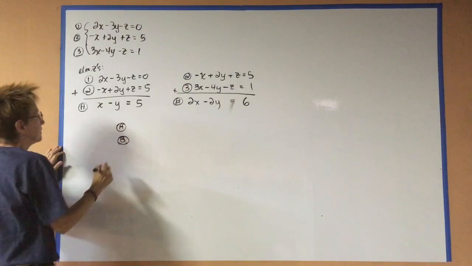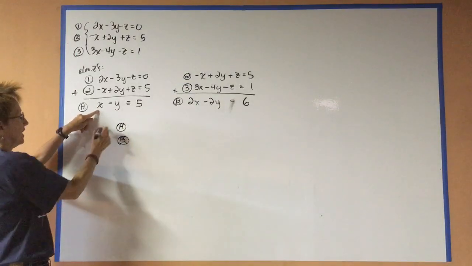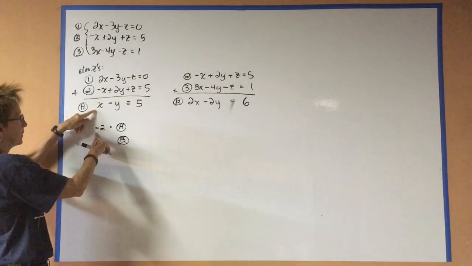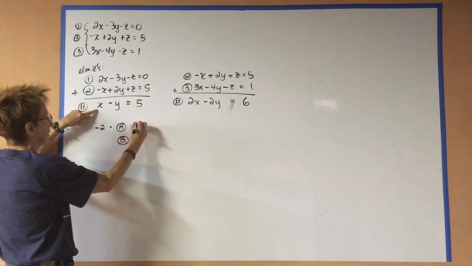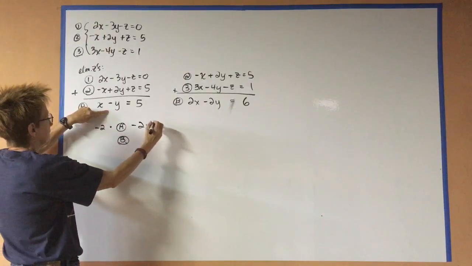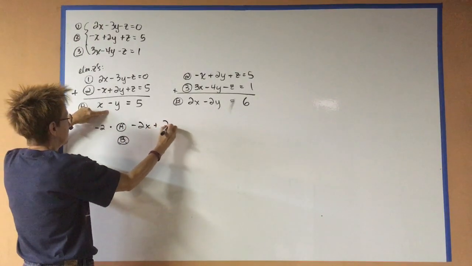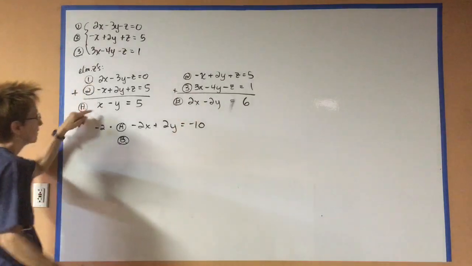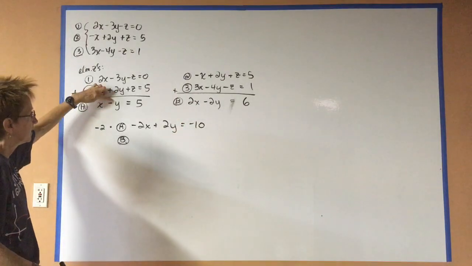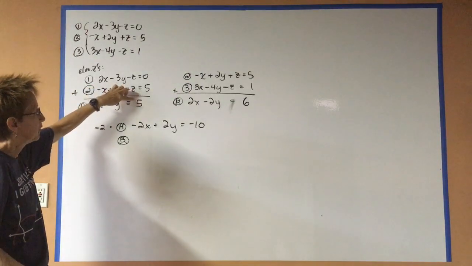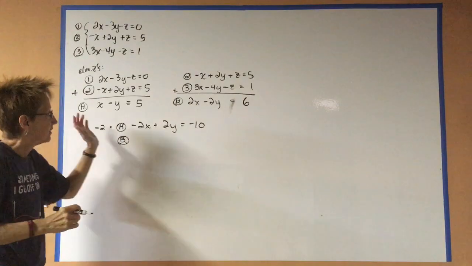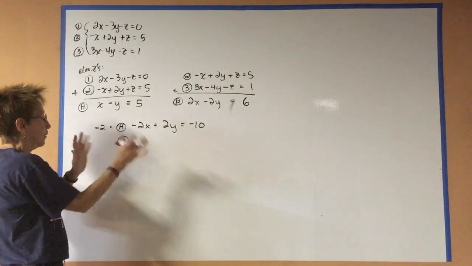So if I decide to eliminate the x's, I'm going to have to take equation A and multiply it by negative 2. So I'm going to tell myself that's what I'm doing. I take negative 2 times x, I get negative 2x. Negative 2 times negative y is a positive 2y. And negative 2 times 5 is negative 10. So everything times negative 2. Be very careful with those steps when you're doing them. Make sure you do it all the way across. Not just on one side of the equation, on both sides.